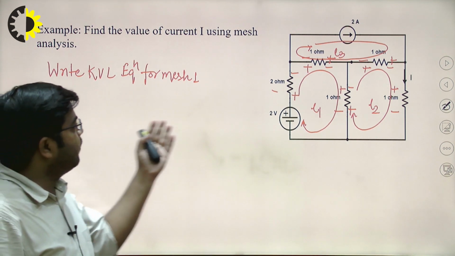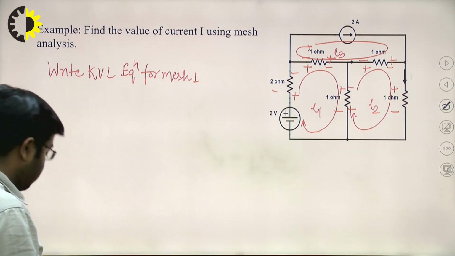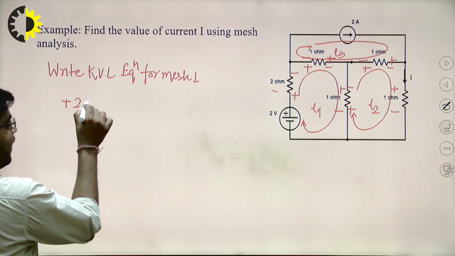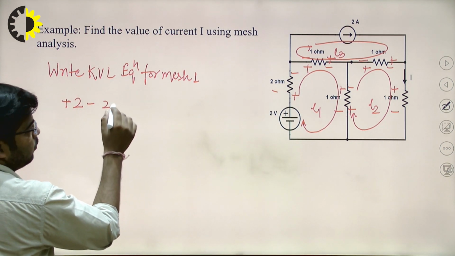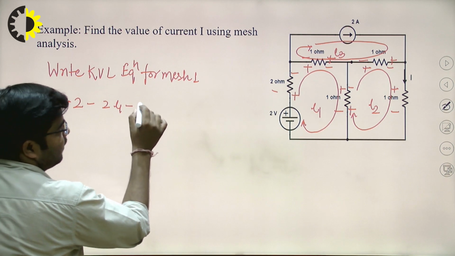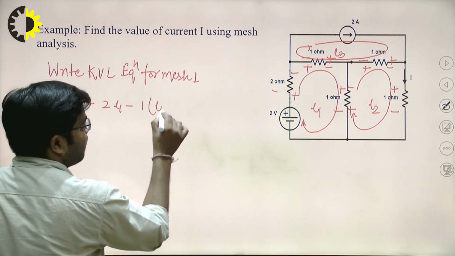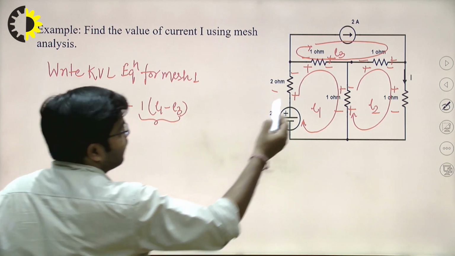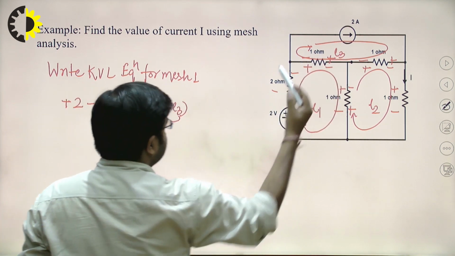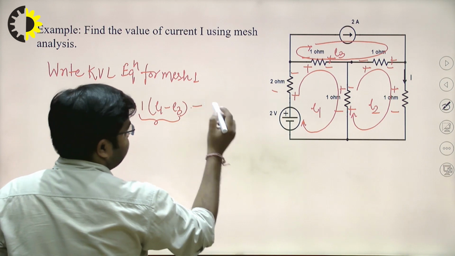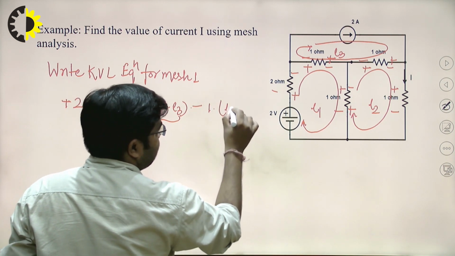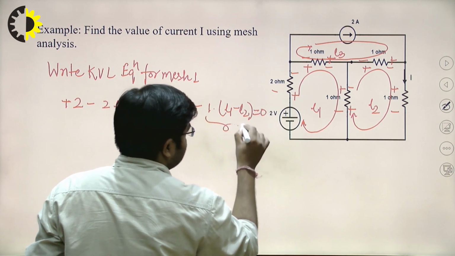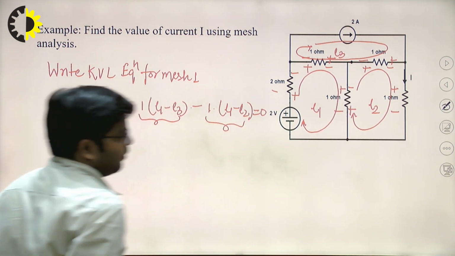So first write the KVL equation for mesh number 1. So plus 2, then minus 2 into I1, then minus 1 into (I1 minus I3). So this is the voltage drop across this resistance. Then you can write 1 into (I1 minus I2), that is equal to 0. So this is the voltage drop across this resistance.